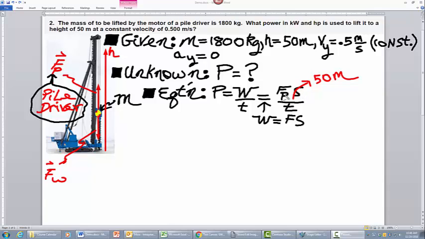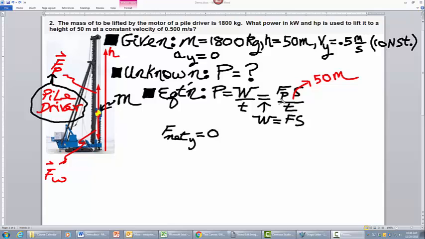We want the power by the motor of the pile driver, which exerts a force of F sub P. Power is the force by the pile driver, F sub P, times the displacement divided by the time. We see that the displacement is simply the height, or 50 meters. However, we are not given the force of the pile driver, and we are not given the time.